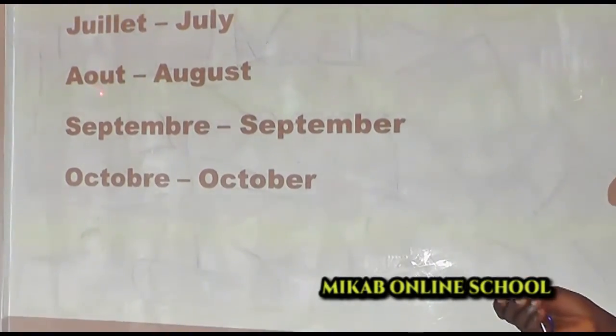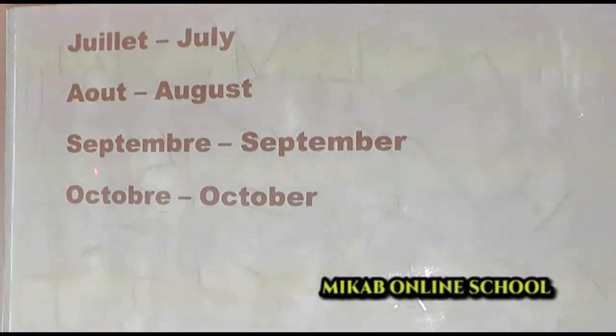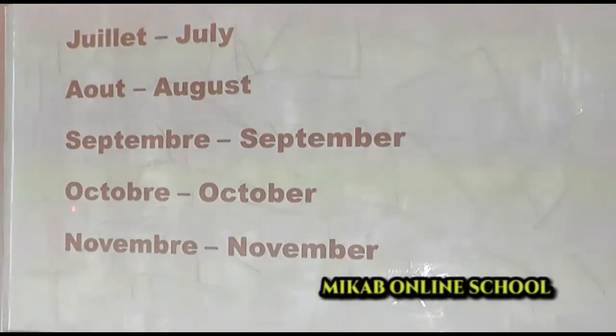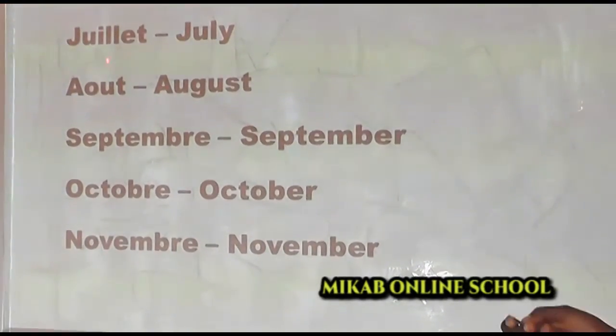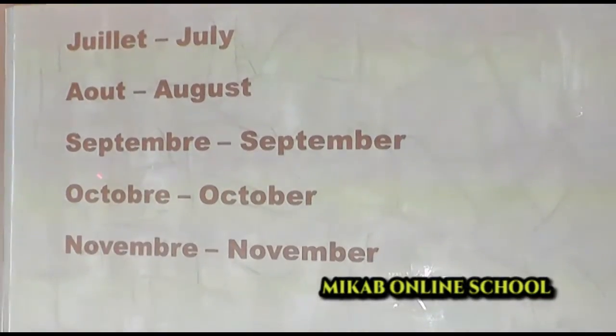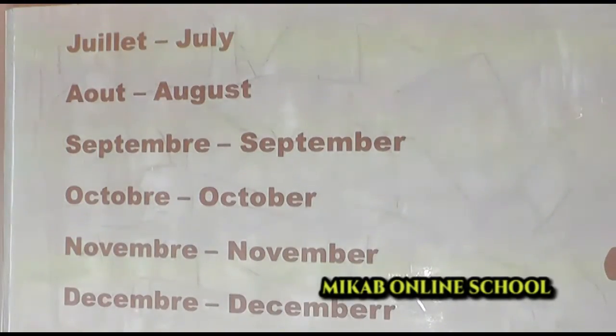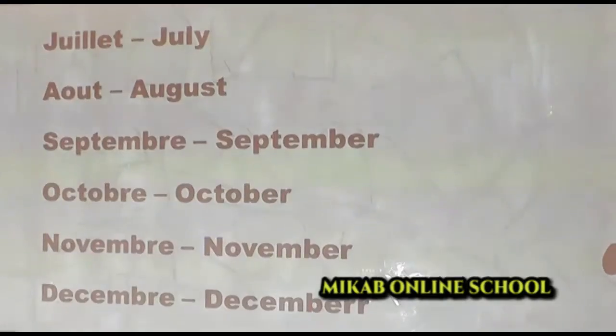Juillet, août, septembre, octobre. The next one is November. We call it Novembre. Répétez encore. Novembre. Juillet, août, septembre, octobre, novembre. The last one is called December in English. We call it Décembre. Now let's go. Juillet, août, septembre, octobre, novembre, décembre.